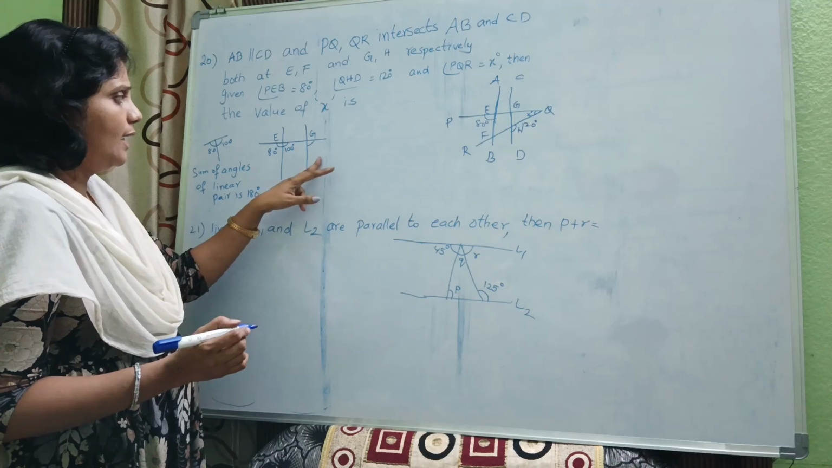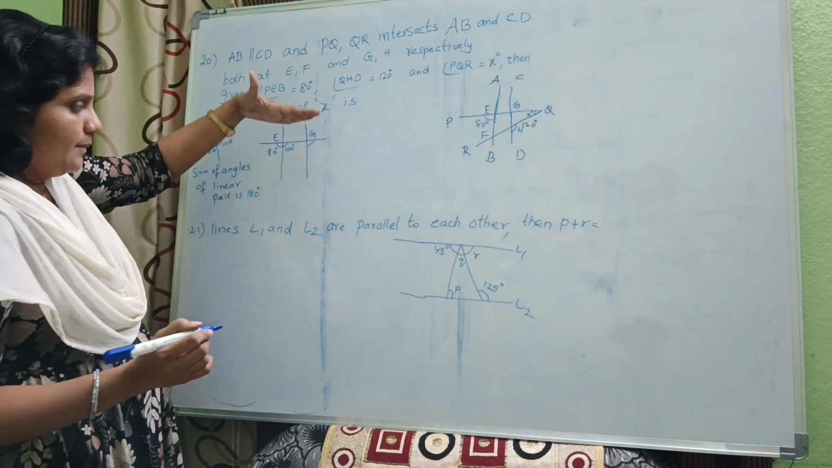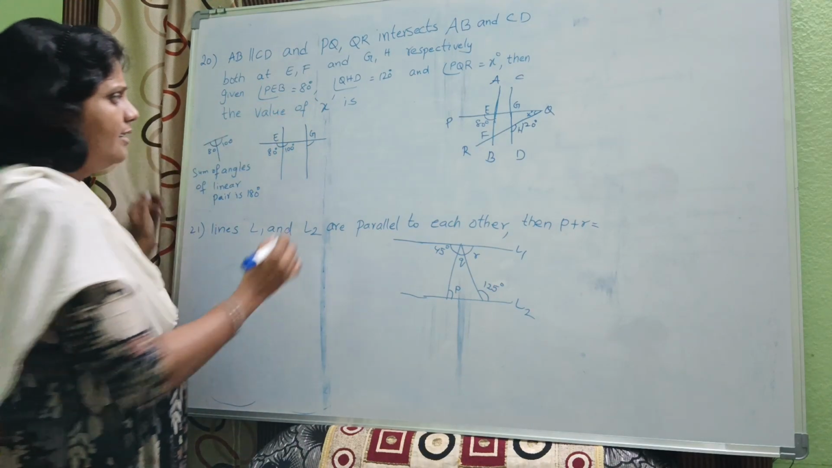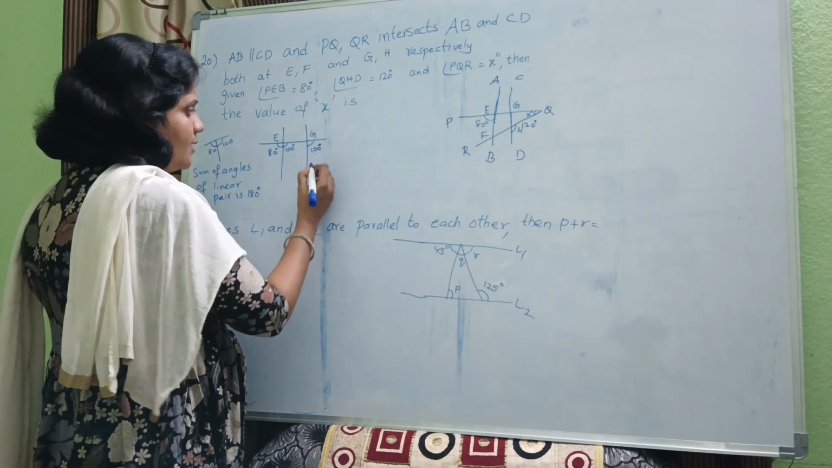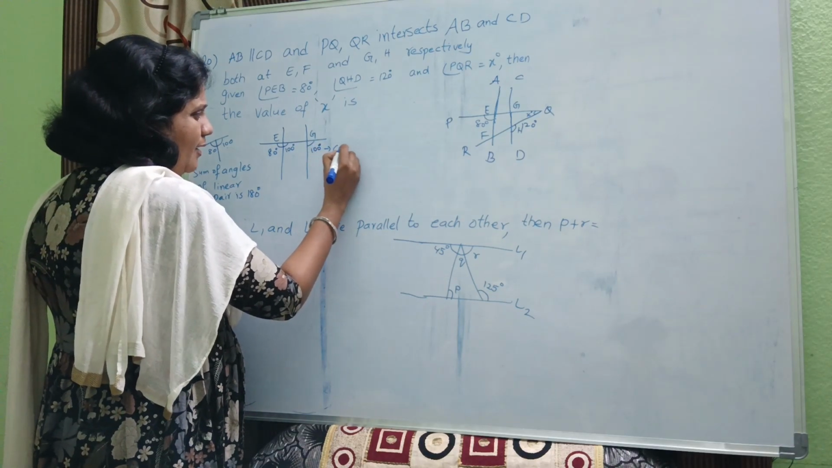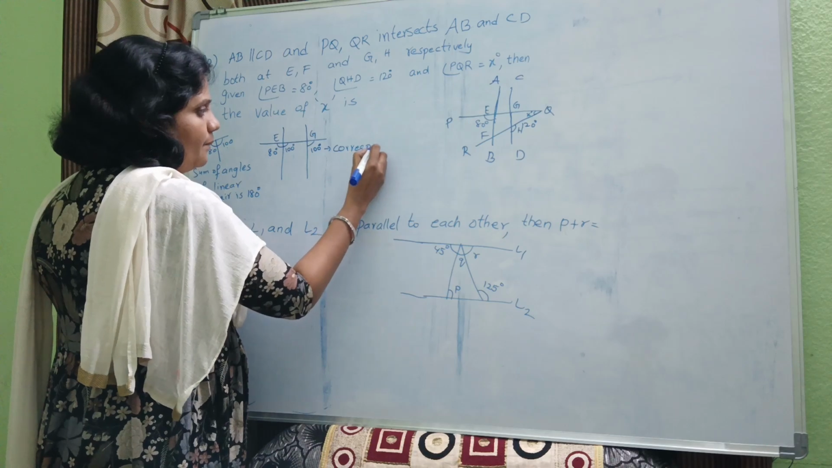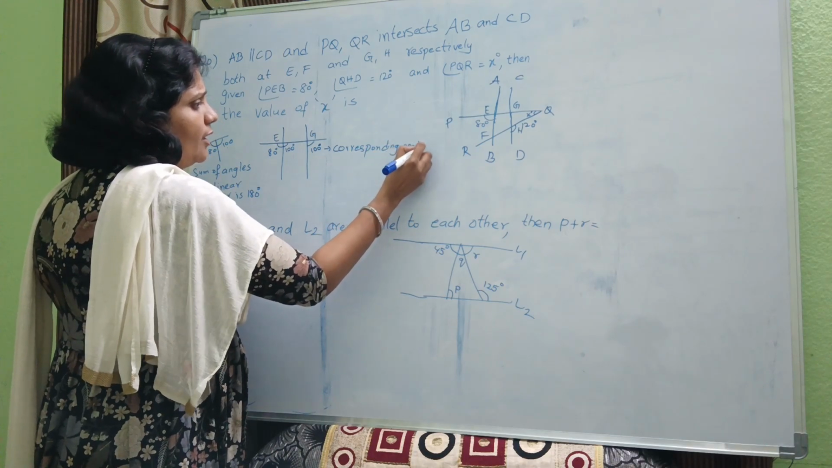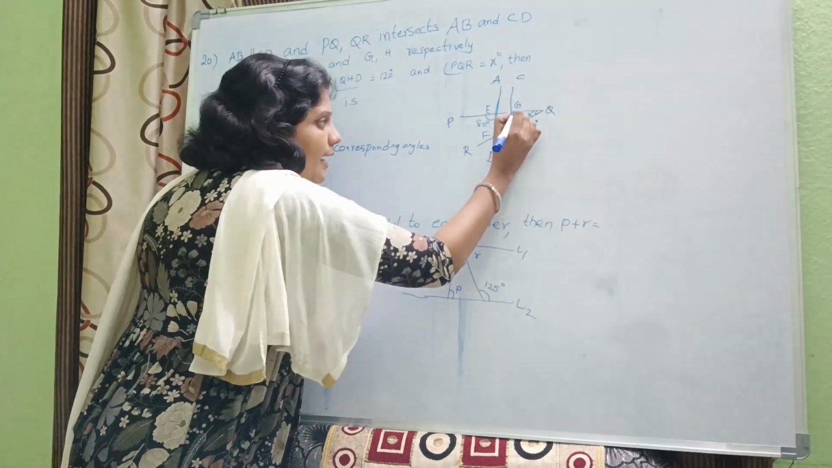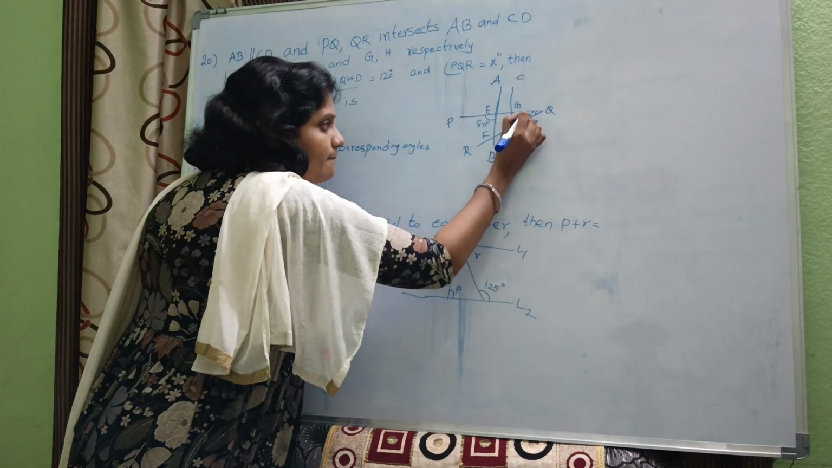How do these two look? Both lie on the same side of the transversal, one interior and one exterior. So both are equal, because they are corresponding angles. So this angle is 100 degrees because of corresponding angles.